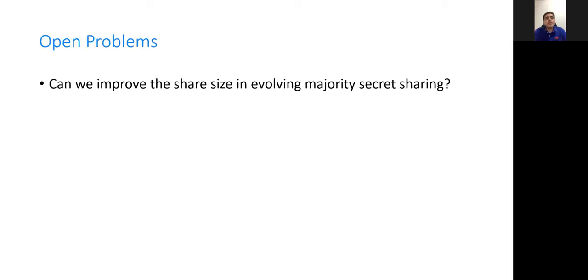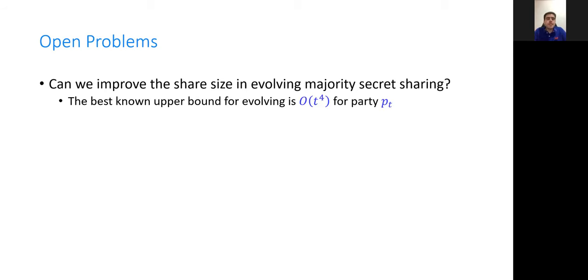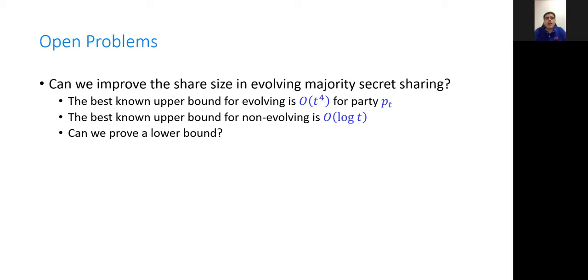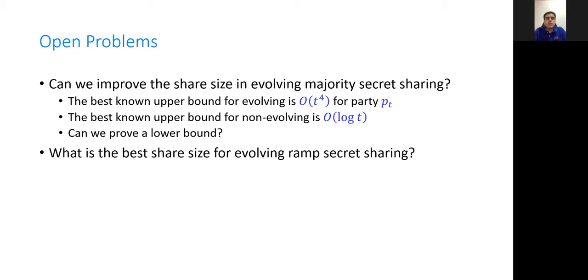So, interesting open problems. We ask if we can improve the share size in the evolving secret sharing. As we know, the best upper bound we know is 2 to the 4, while in the non-evolving setting it is log T. So we ask if we can close this gap and if we can also prove a lower bound in the evolving majority. We ask also what is the best share size we can get for evolving gap, and if we can improve our scheme.